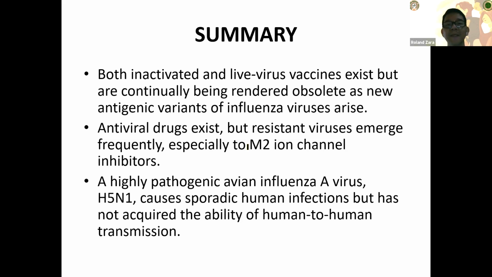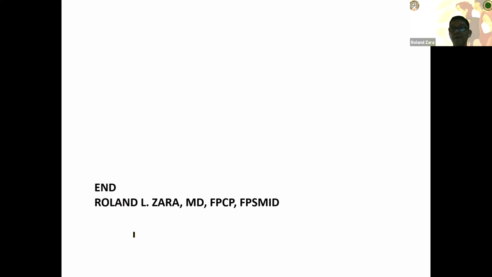Antiviral drugs exist, but resistant viruses emerge frequently, especially to M2 ion channel inhibitors. A highly pathogenic avian influenza virus like H5N1, which happened in Hong Kong in 1997, causes sporadic human infection but has not acquired the ability for human transmission. So it was contained. Okay, so that is your influenza virus, or your orthomyxoviruses.